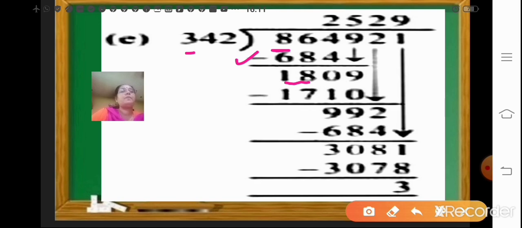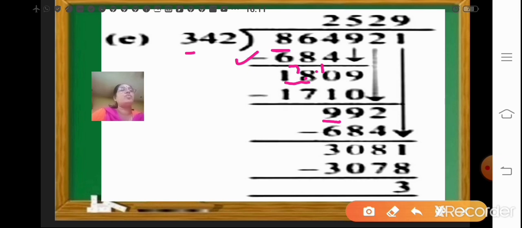That is 1710. So subtract it from 1809. Here you have to borrow. This will become 7, and 10 minus 1 is 9. So 99. Now bring this 2 down, the next number to be brought down. Now 992: again you can take the single digit 9 divided by 9, 3 3s is 9. But if you take 342 3 times, that will be greater than 992. So we will go for 2 times.